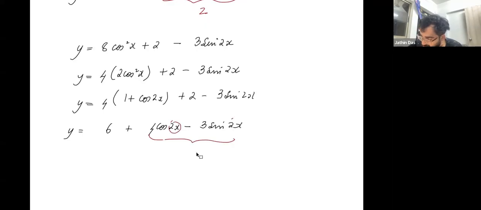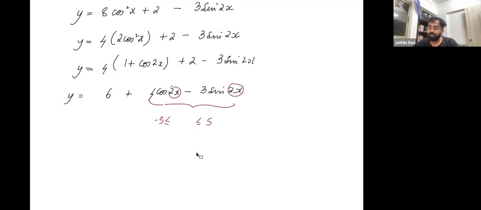Correct? Now what is 2 cos square x? Minus 1 plus cos. Yeah. Plus 2 plus 3 sin 2x. So 4 plus 2, 6, plus 4 cos 2x minus 3 sin 2x. Now I think you might have understood what I did. See, same argument. This is between minus 5 and 5, and you will have to add 6. That's it. So range is 1 to 11. Yeah, 1 to 11.